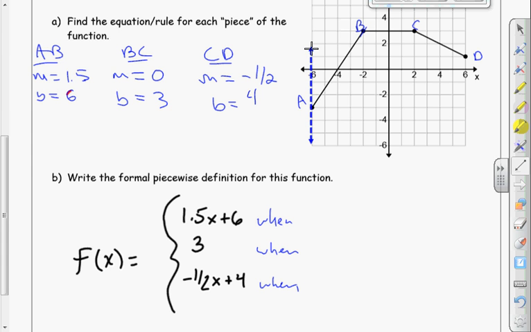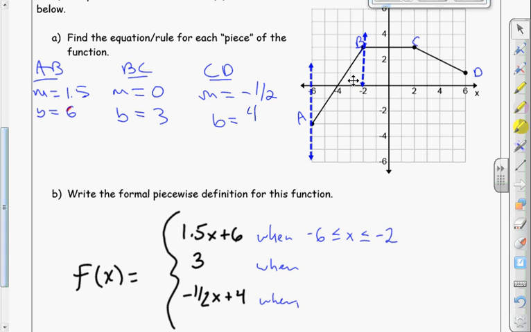I see that point A has an x value that corresponds to negative 6, and point B has an x value that corresponds to negative 2. So that means this rule, 1.5x plus 6, only applies from negative 6 to negative 2. And since the points are filled in, we can include both of those values. So we're going to write the following inequality to show that this rule only applies when x is less than or equal to negative 2 and greater than or equal to negative 6.